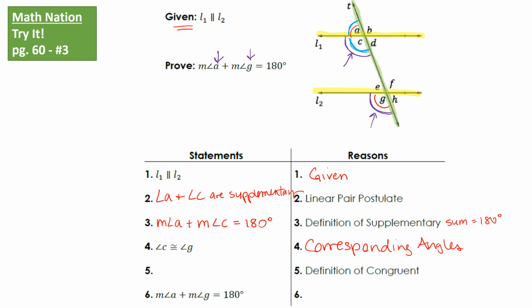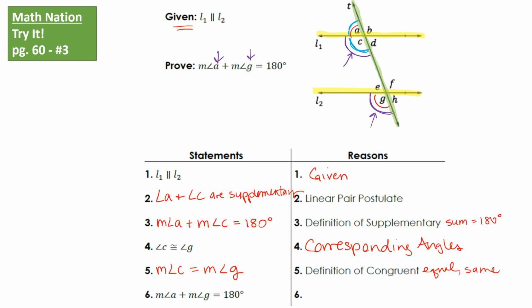So let's go down to statement number 5. It's blank, but they tell us the definition of congruent. So definition of congruent just means that you have two things that are equal or the same, right? So we just said that angle C and G are congruent. So that means that their measures have to be equal.